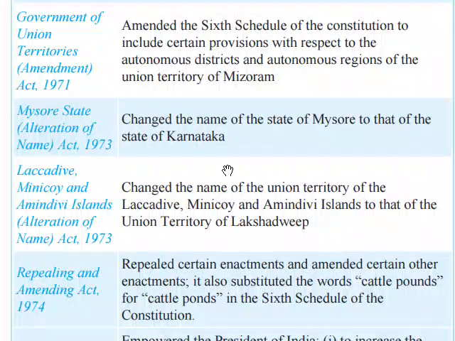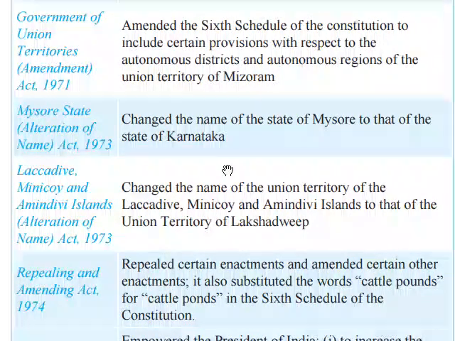Government of Union Territories Amendment Act 1971 amended the 6th Schedule of the Constitution to include certain provisions with respect to the autonomous districts and autonomous regions of the Union Territory of Mizoram.